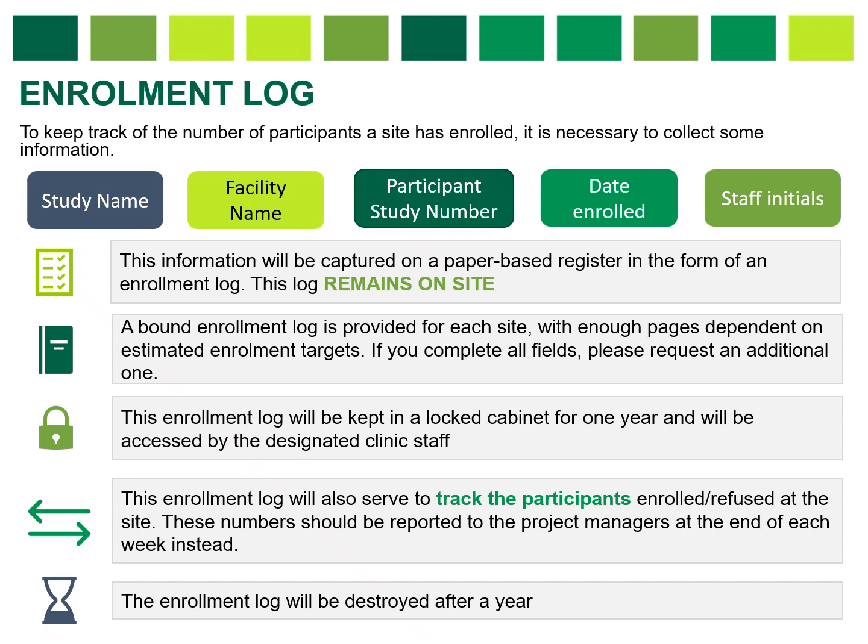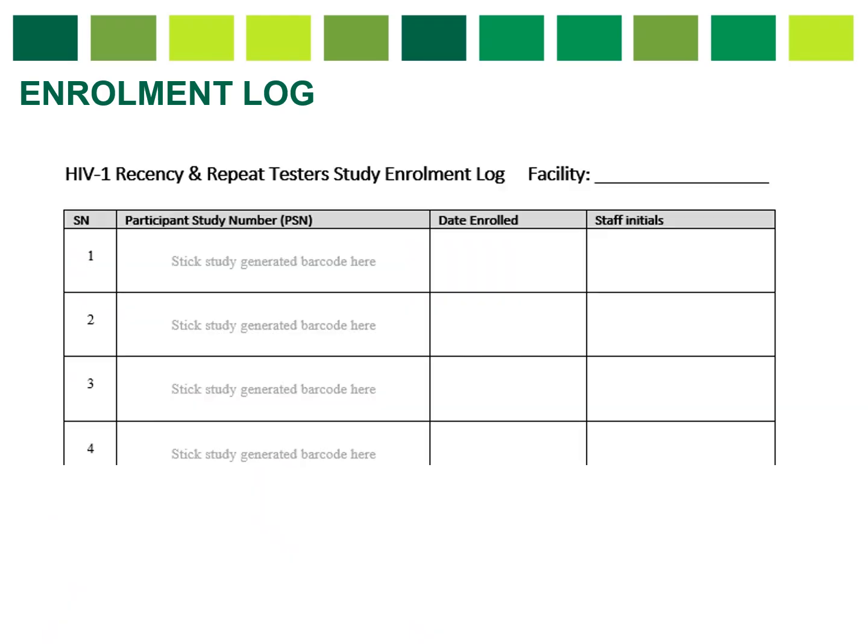Within the log, we'll be recording the participant study number, and that's that barcode, the date that they were enrolled, as well as the staff initials of the person who enrolled them. You will keep this on site until we tell you that you can either destroy it or we will retrieve them and keep them at the lab.